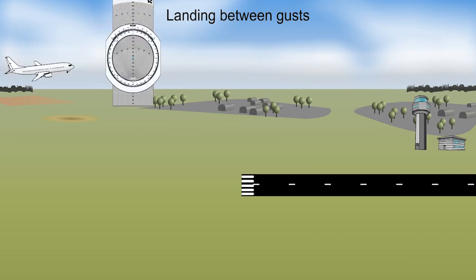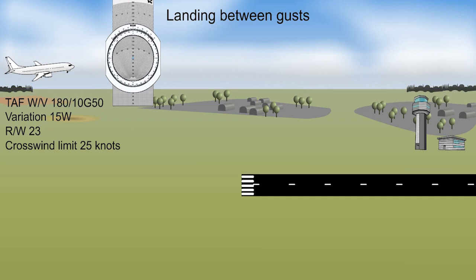Before you start the approach, you calculate what wind strength from the forecast direction corresponds to your crosswind limit on the runway in use. The calculations are made at the top of descent, to allow an instant decision at the visual committal point. Take the following case. The TAF wind velocity is 180, 10 gusting 50. The variation is 15 west. Runway 23 is in use, and the crosswind limit is 25 knots.